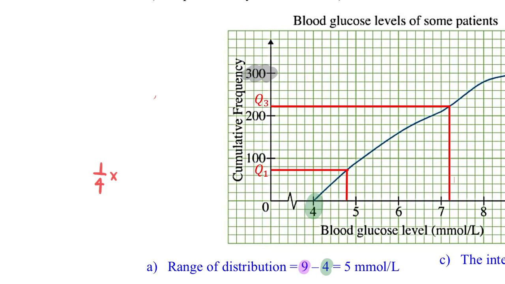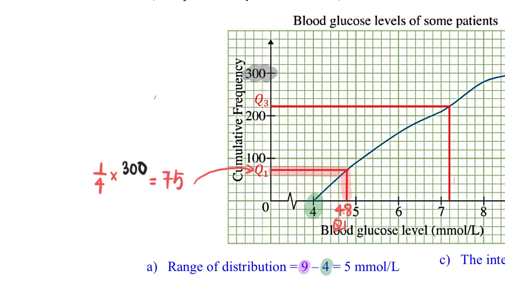is represented here, which is equal to 75. So from the graph, I will then gather that 75 is here, and therefore I will then be able to get my Q1, which is here. Okay, which will be 4.8, and this is my Q1.